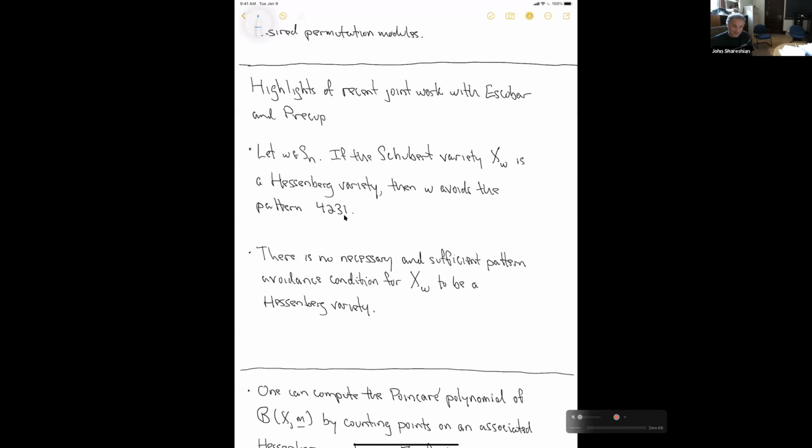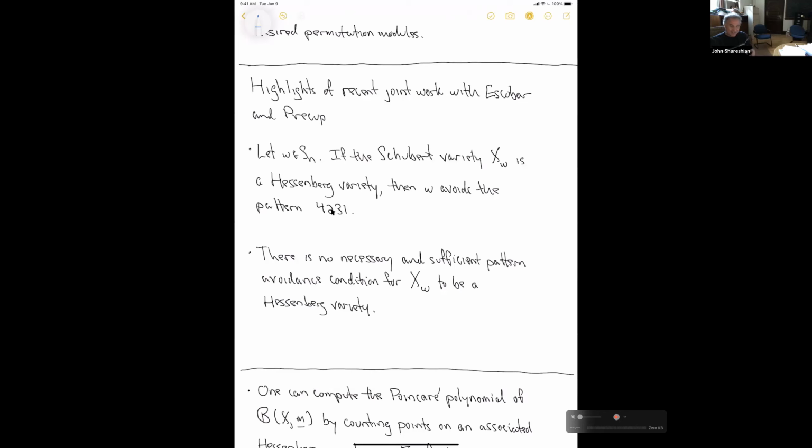So we have a pattern avoidance necessary condition. So I take a Schubert variety that's associated with a permutation w. It turns out if that Schubert variety can be realized as a Hessenberg variety, then w must avoid one of the two patterns that are required for X_w to be smooth. Right?